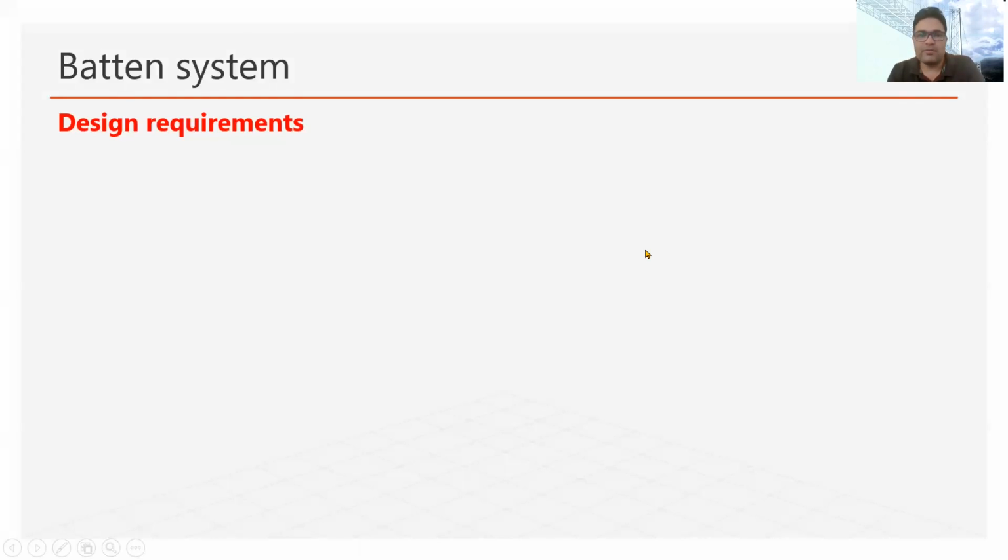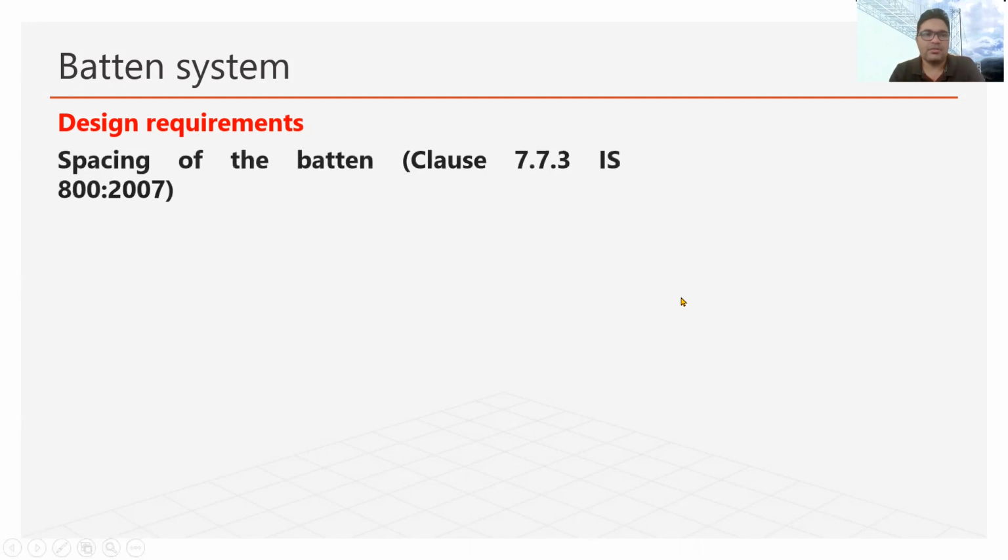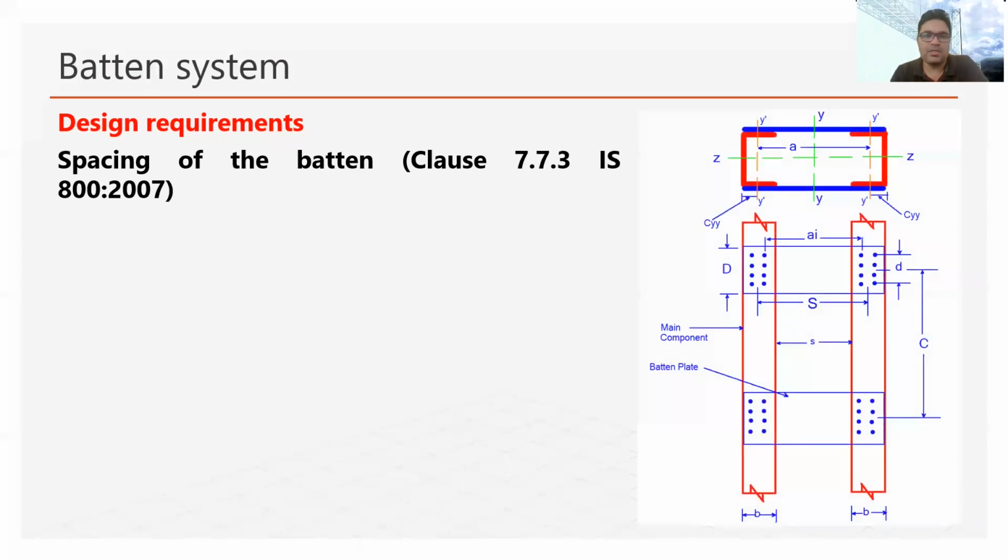Hello, welcome back. So in this part, again, we will continue our design requirements. Now we will see the next requirement, which is related to the spacing of the batten. Well, how do we find out the spacing of batten? Well, the same requirement is for lacing also. So there we are using the same requirement, which is for lacing also.